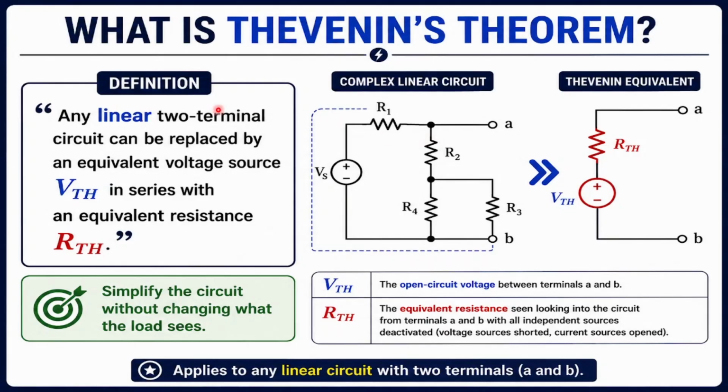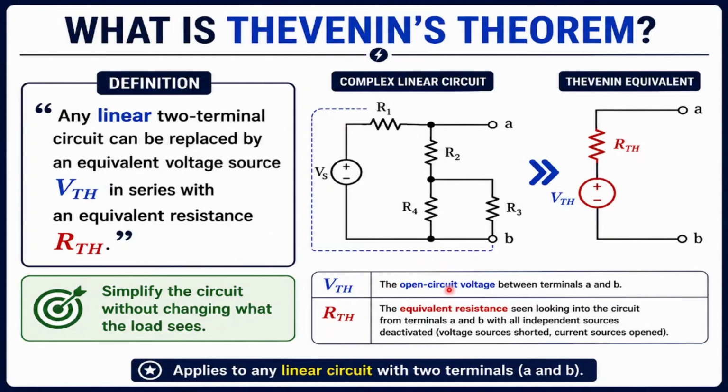So what is Thevenin's theorem? Definition: any linear two-terminal circuit can be replaced by an equivalent voltage source Vth in series with an equivalent resistance Rth. Looking at this complex circuit, after applying Thevenin's theorem, we are going to have a circuit like this: Vth and Rth in series.